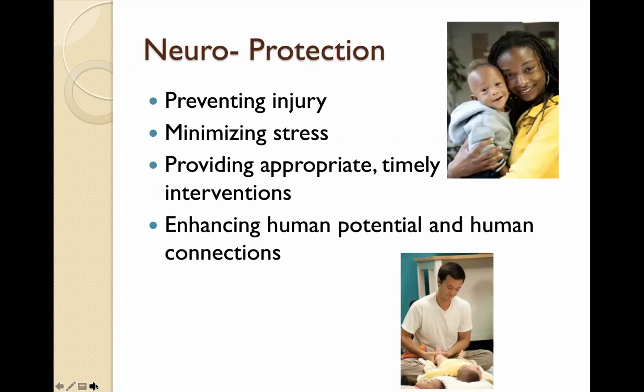So neuroprotection overall, what we want to do is prevent injury. We want to minimize stress. We want to provide appropriate timely interventions. And really what our goal is to enhance human potential and human connections. So when these babies are ready to go home, they're optimized in their outcomes and they are truly bonded with their parents.